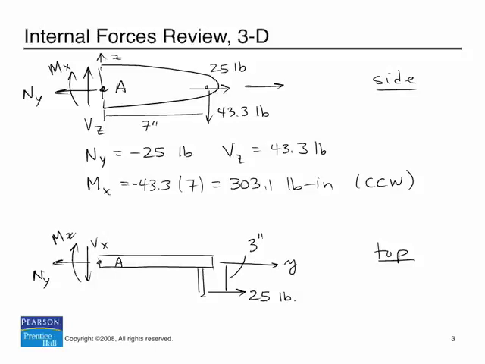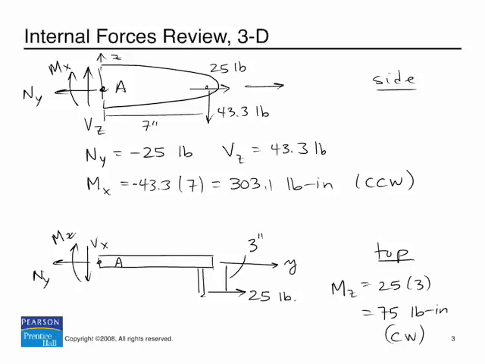You can see clearly that V_x is 0 because there's no external force applied in the x direction. And so what we find out from this is that M_z is 25 pounds times 3 inches, which is 75 pound inches, and it's in the direction that I've already drawn it. Okay, it's in the clockwise direction.